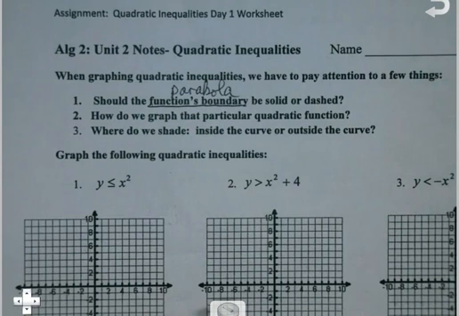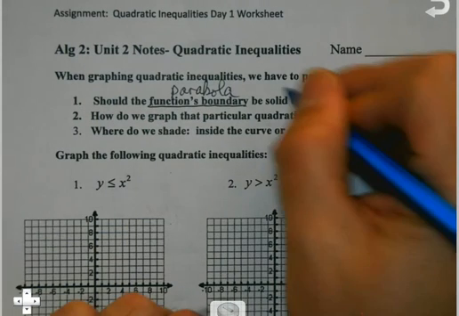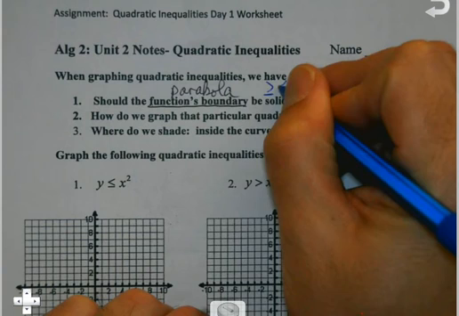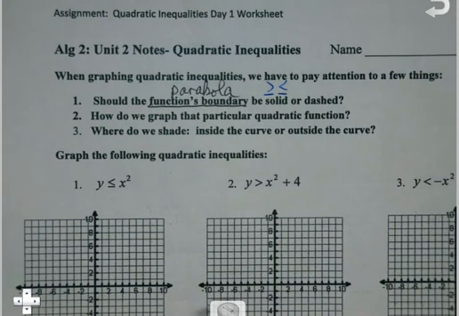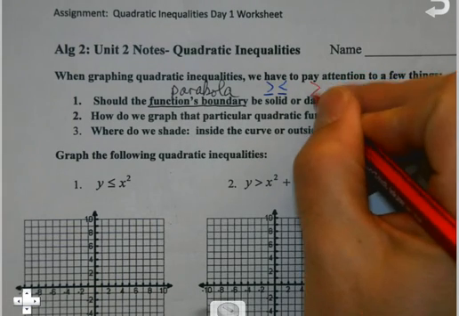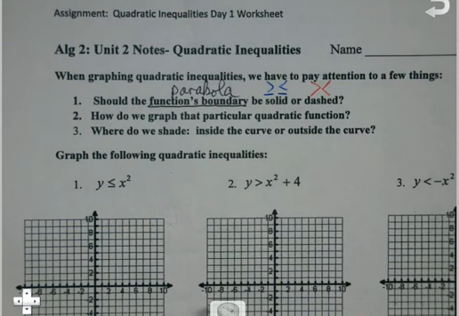should my parabola be solid or dashed? Because that's actually going to let me know if it's or equal to or if it's not. So if I have an or equal to, whether it's greater than or less than, that's going to be a solid parabola, just like you normally would see. If I have a less than or a greater than, that will be dashed or dotted, if that's a better word for you.